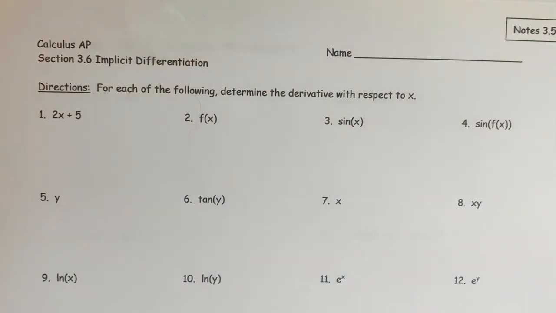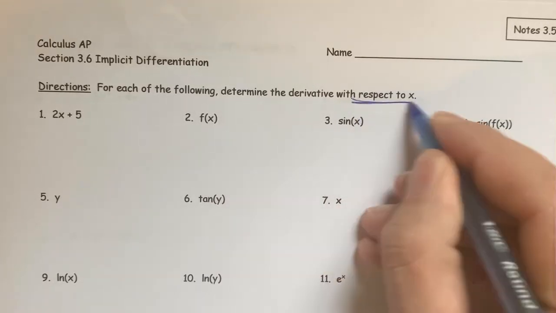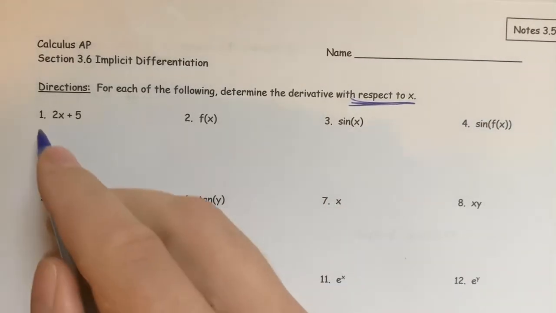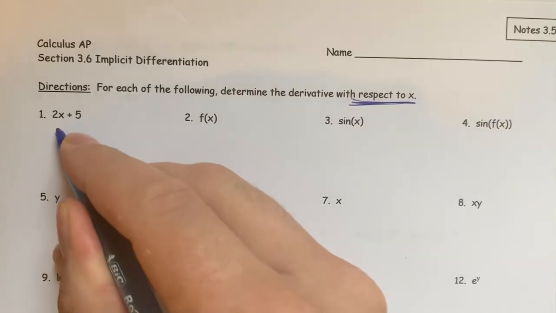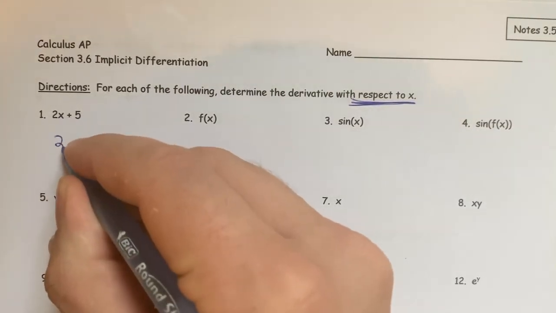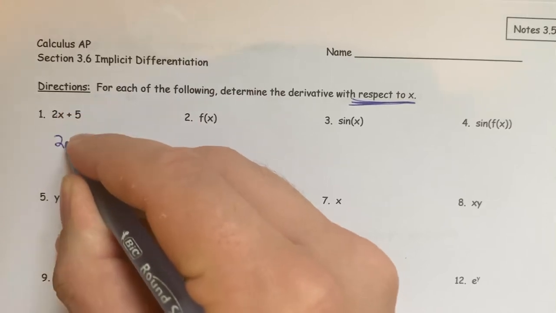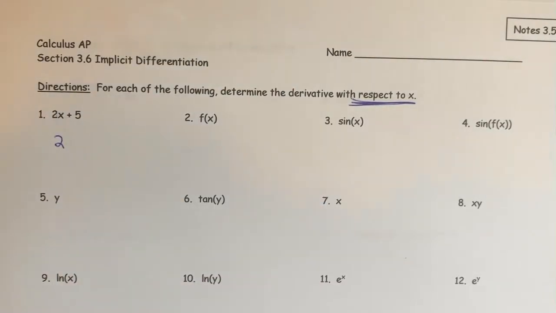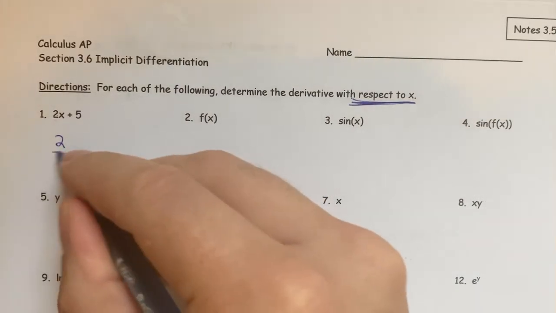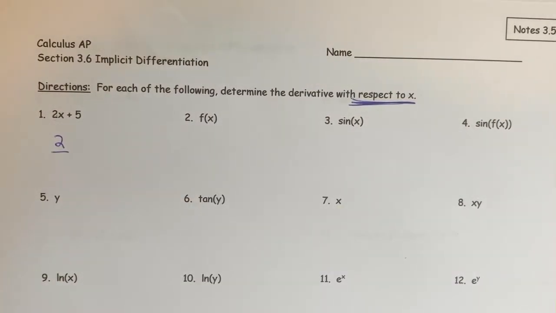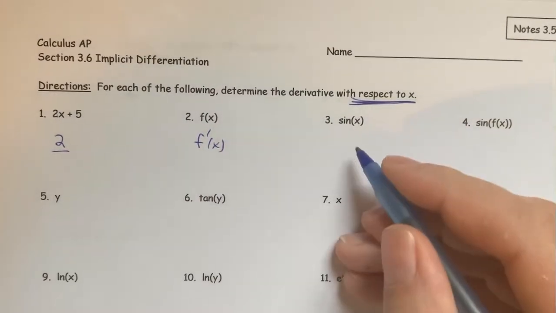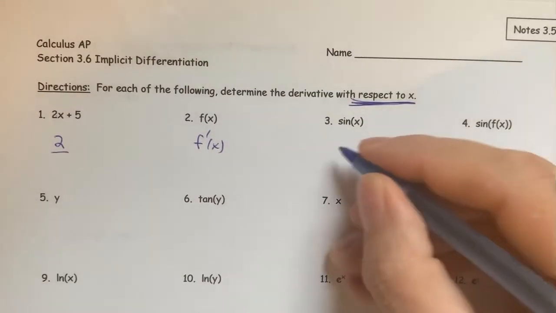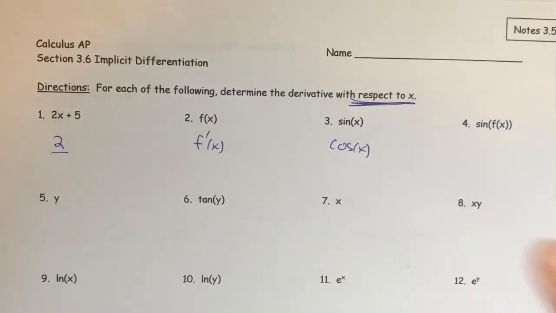So let's start with a quick warm-up of things that you should be able to find the derivative with respect to x for. So what is the derivative with respect to x for each of these? And hopefully here we see this is just the derivative of x is 1. The derivative of 1 times 2 is still 2. This is a constant multiplier, and the derivative of a constant is 0, so we just get 2. The derivative of f of x is f prime of x. The derivative of sine of x is cosine of x.